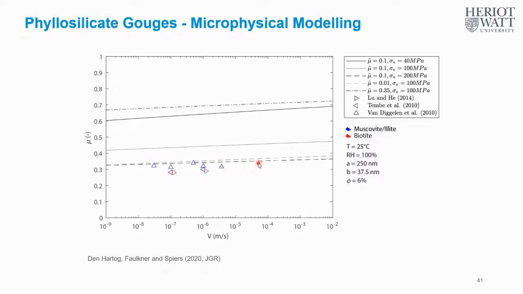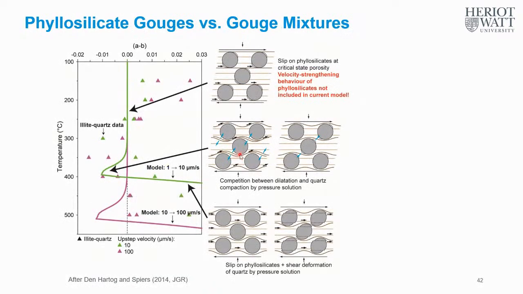So phyllosilicates do not seem to be related to unstable fault motion, but they're still important to understand both stable and unstable fault behavior, because they are important components of microphysical models in which there's a mixture of minerals, and those models might predict both unstable and stable behavior.